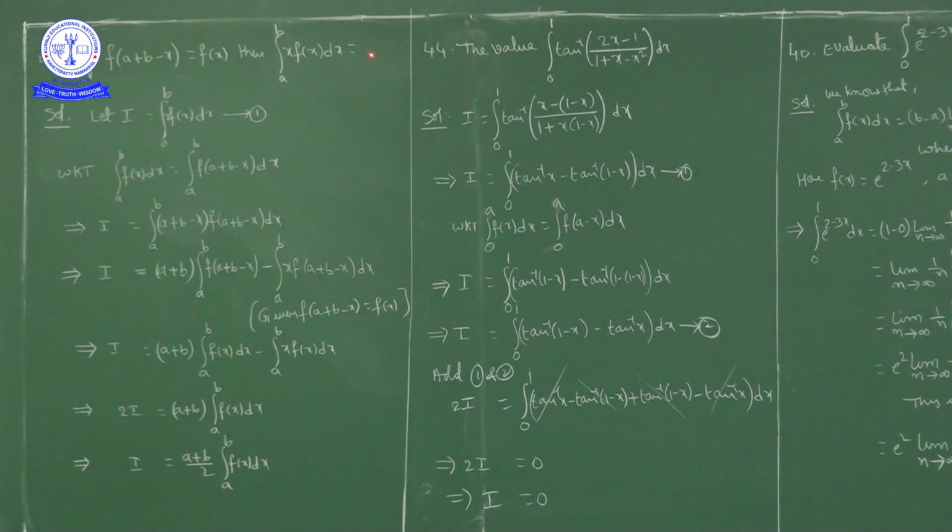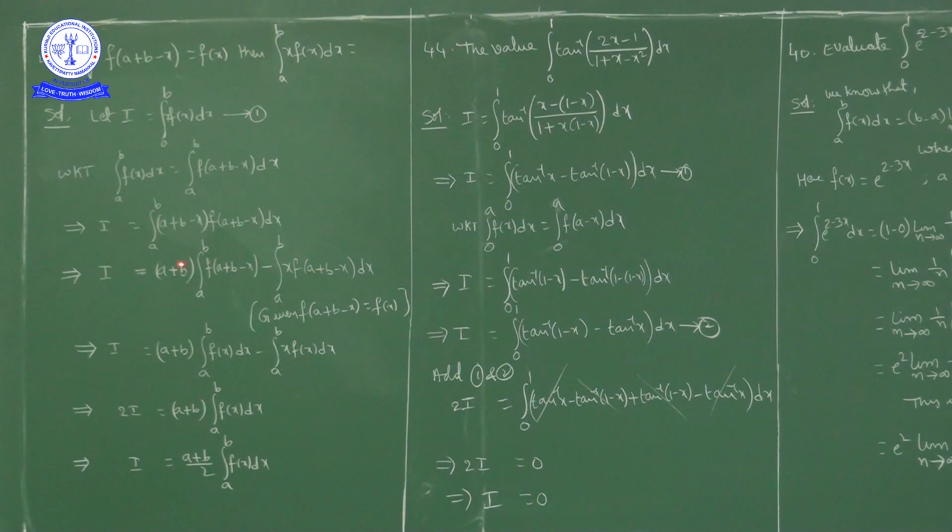Okay. Now let us consider I is equal to integral a to b x into f of x dx. Now we know this property: integral a to b f of x dx is equal to integral a to b f of lower limit plus upper limit minus x dx, meaning replace the variable by lower limit plus upper limit minus x. Now using this property, if you replace x by a plus b minus x, what we get, I is equal to integral a to b a plus b minus x into f of a plus b minus x dx. Okay. Now I will multiply a plus b minus x here and here.